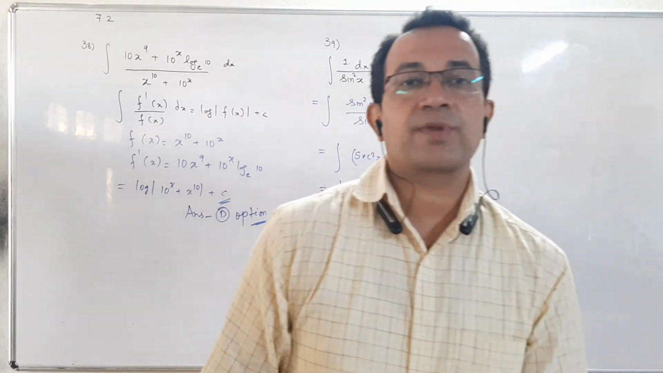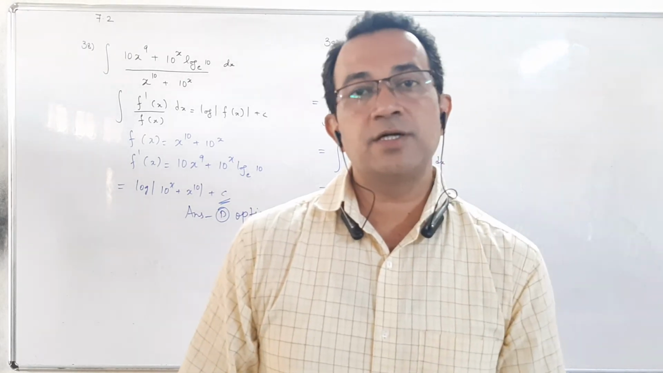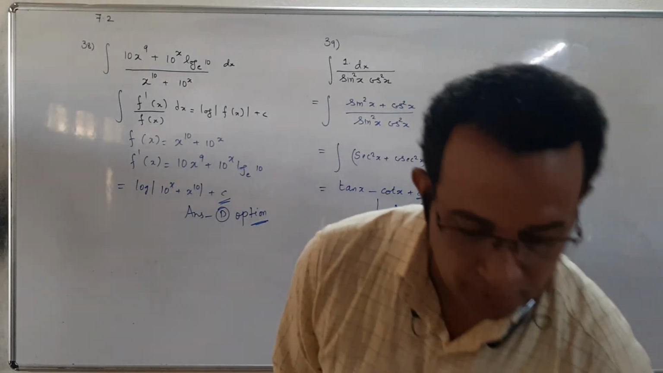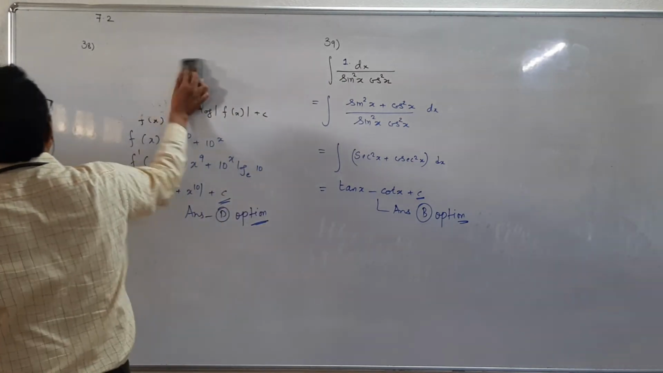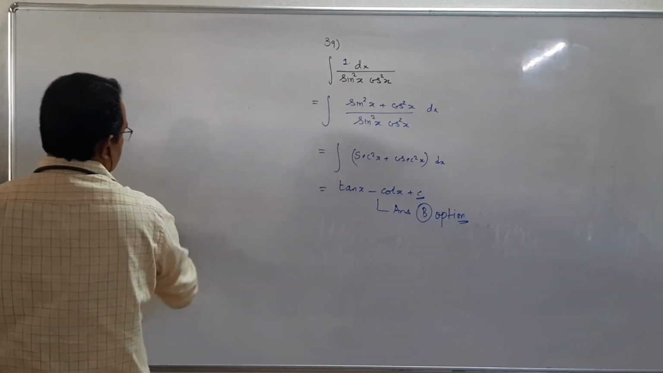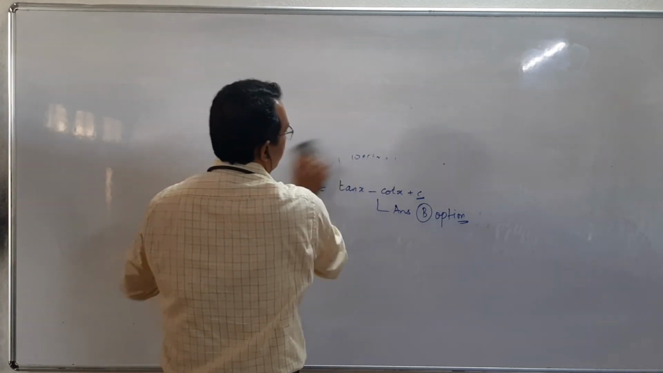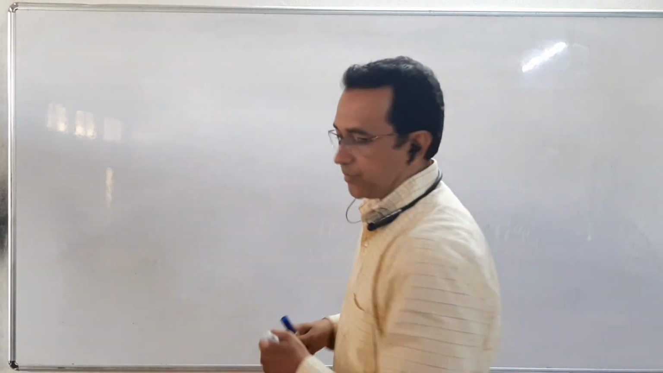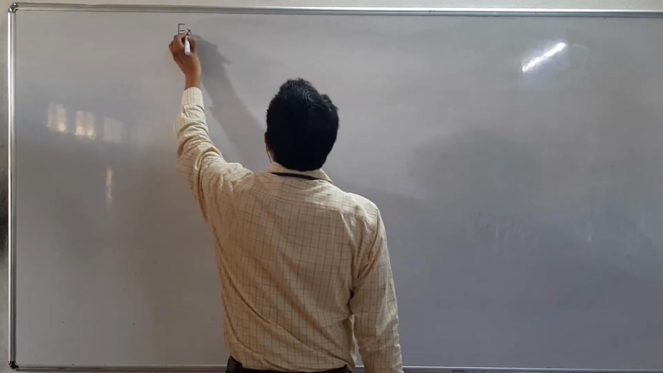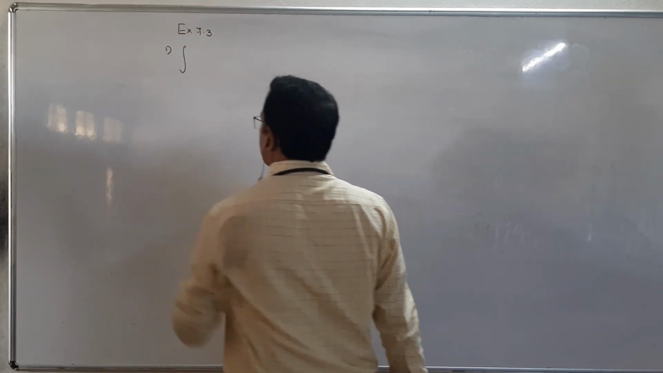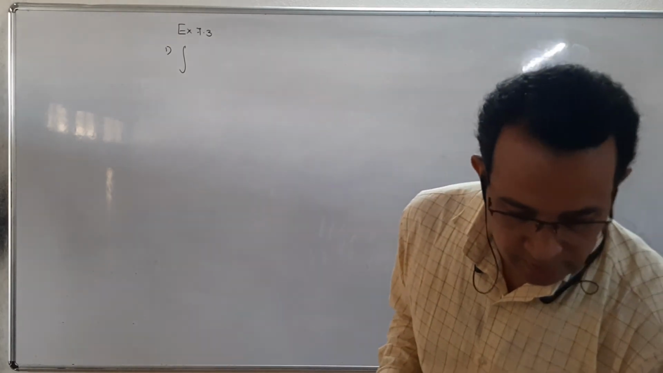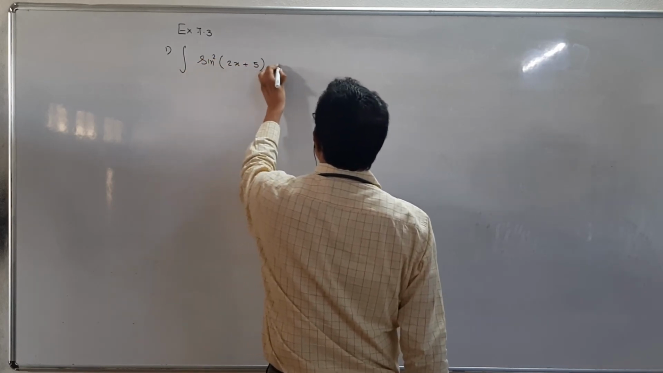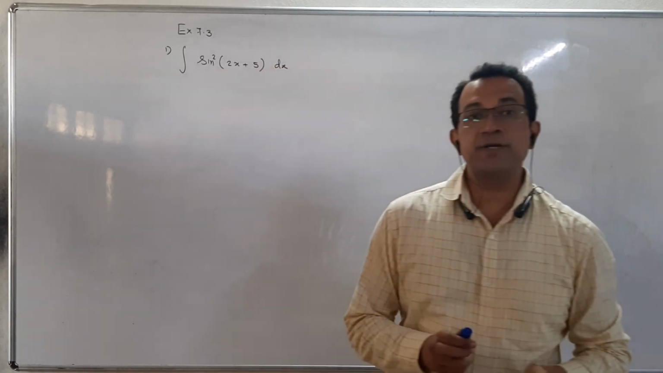So, students, we have very well understood the method of substitution. Now students, in exercise 7.3, I am doing the first sum. Pay attention, students. For exercise 7.3, I'm starting and I'm doing the first sum. Integrate sine square (2x plus 5). I want to demonstrate the use of that t replacement which I have taught.